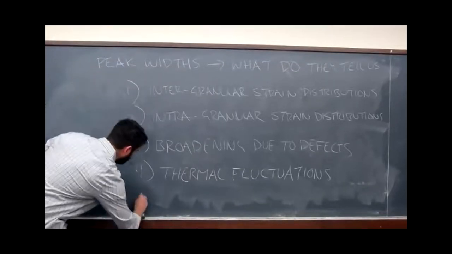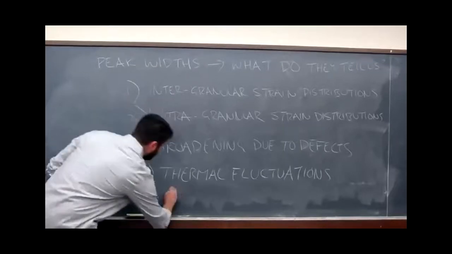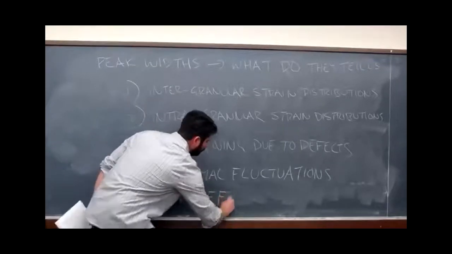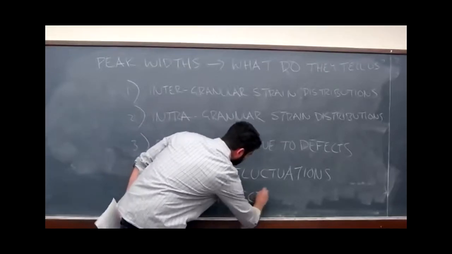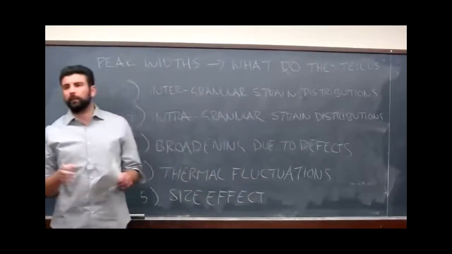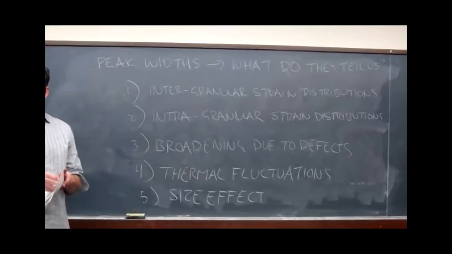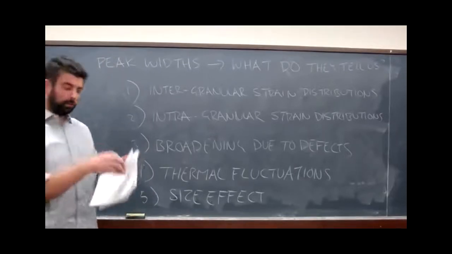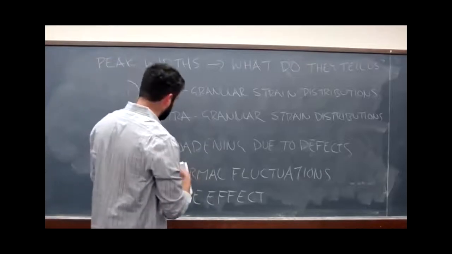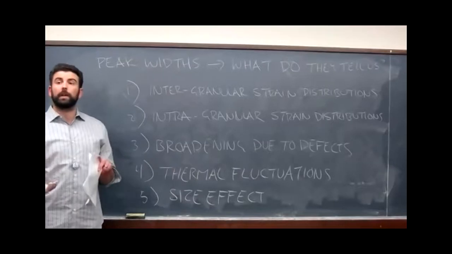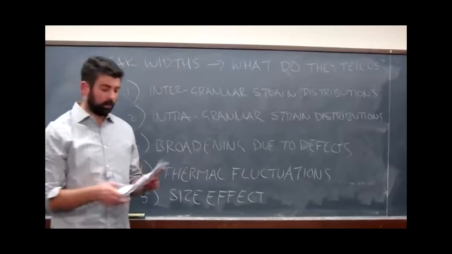And finally, there are also size effects, which we've also worked out. As the size of our coherent crystal volume shrinks, the diffracted intensity distribution will also broaden out, just because of those size effects and the Fourier transform of that shape function that we talked about in lecture previously.